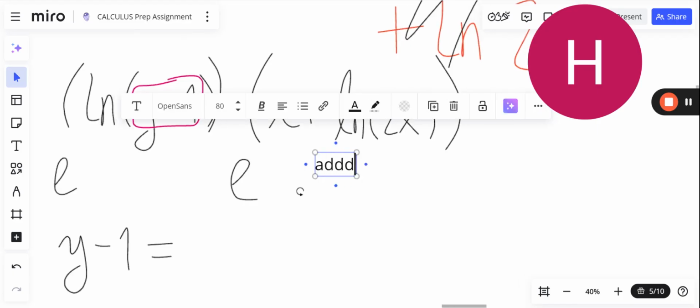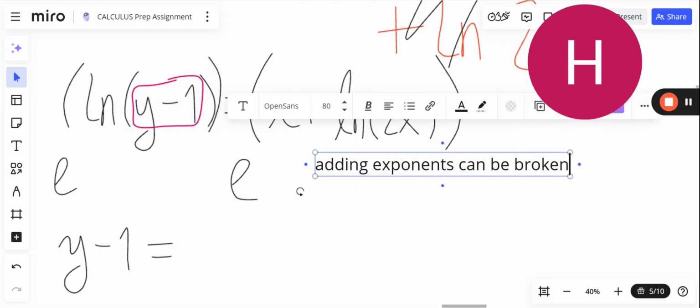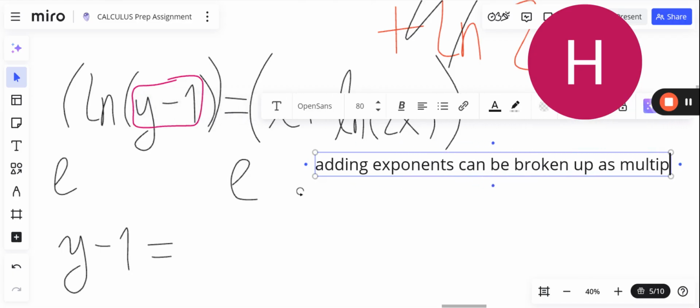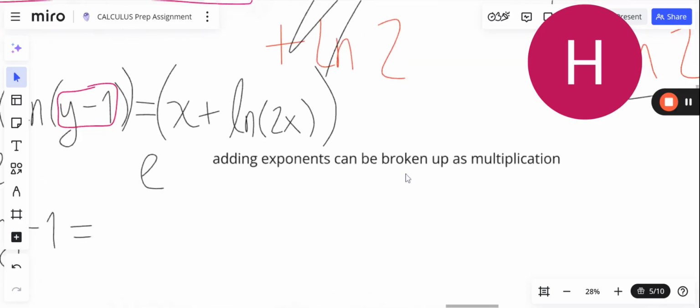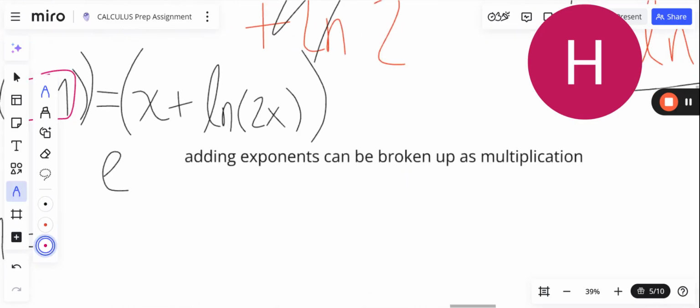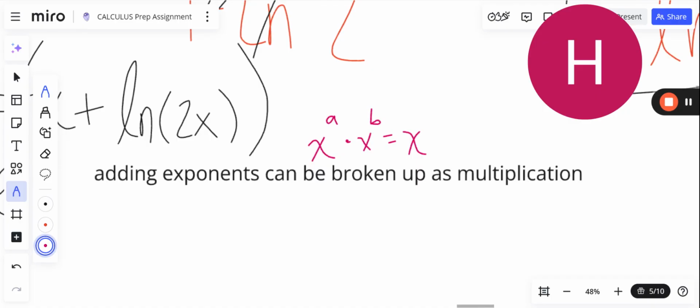Adding exponents can be broken up as multiplication. So what do I mean by this? I'll show you a small diagram, even though you should know this pretty well. If I have x to the a power times x to the b power, this is x to the a plus b power.